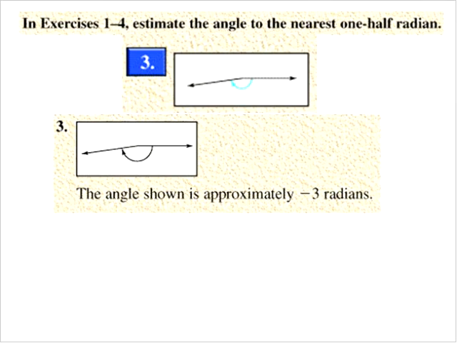Now notice that we're going backwards. Usually we go counterclockwise, but now we're going clockwise. Because we're going clockwise, we have to make sure that it is a negative 3 radians.